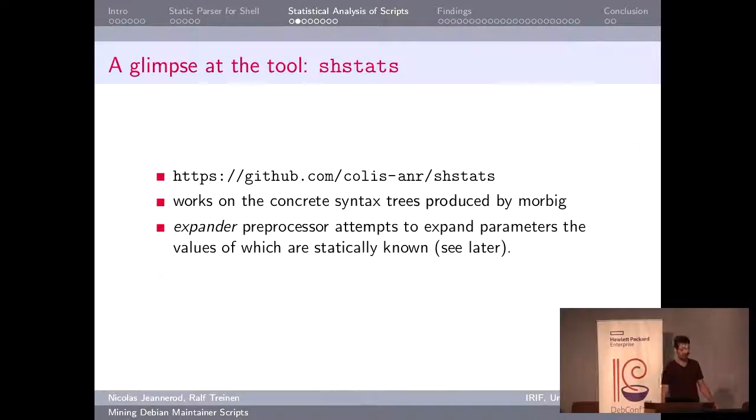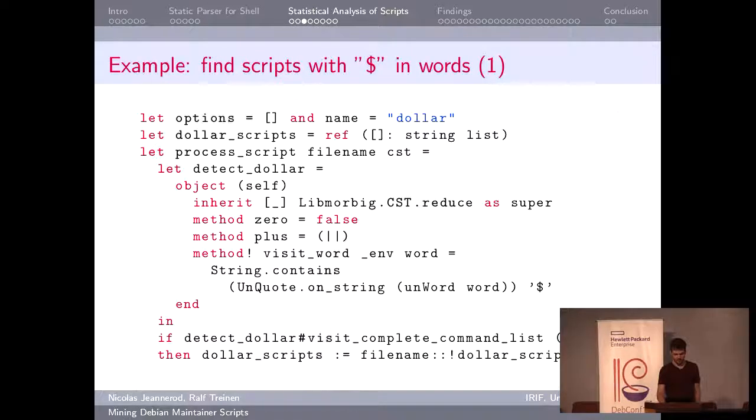It has a pre-processing phase for the scripts, where it tries to expand the parameters that you can know locally. That is, if you have a constant that is defined at the beginning of your document, you are able to replace it everywhere in the document. Ralf will talk about that later. And because of the visitor design pattern, it's easy to add an analyzer module. And here is an example. It's quite a lot of stuff, but let's break it down into pieces.